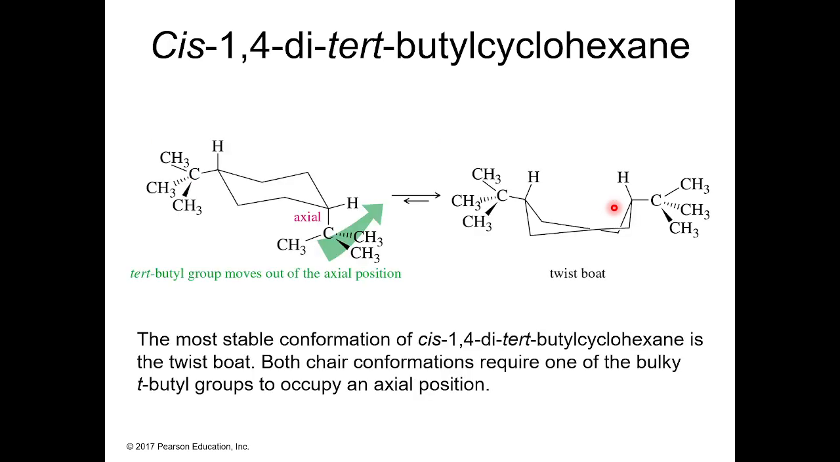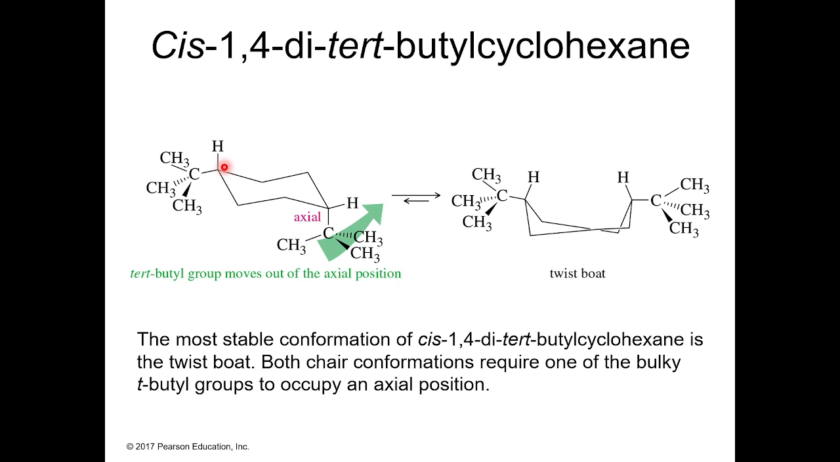Okay, so this one's the tert butyl. And right here we have the tert butyl on both sides. So we have it on the 1 and 4 positions. These are very large groups, aren't they? So what do you think is going to happen to our chair conformation?